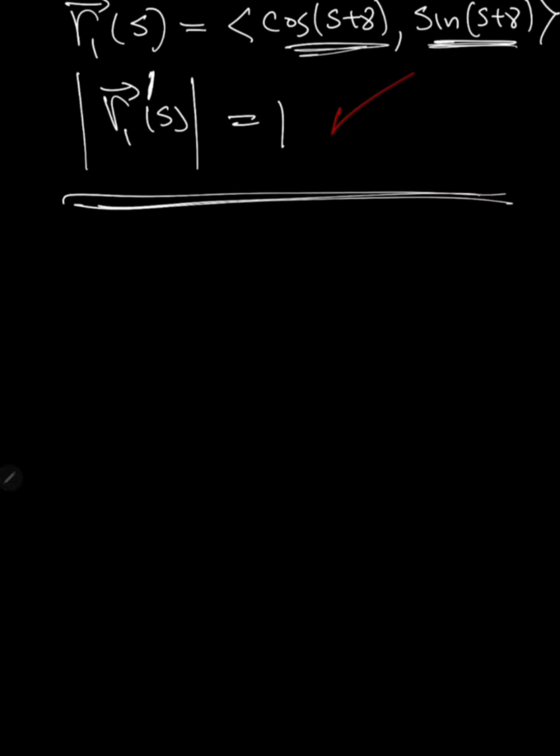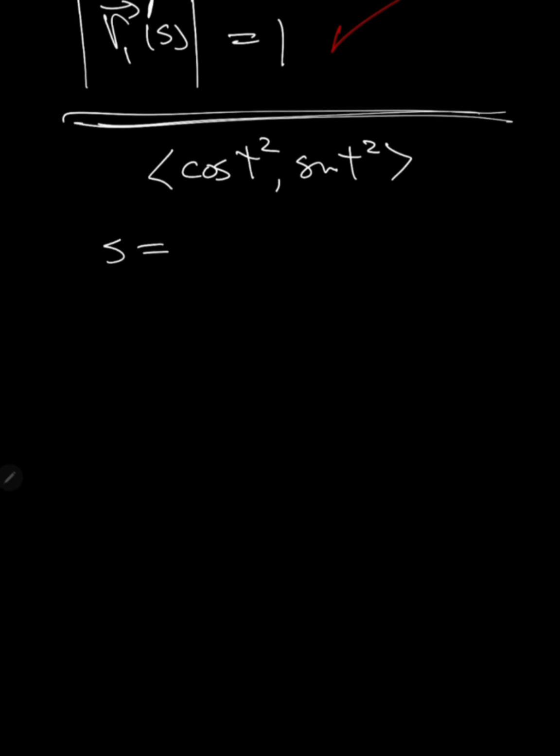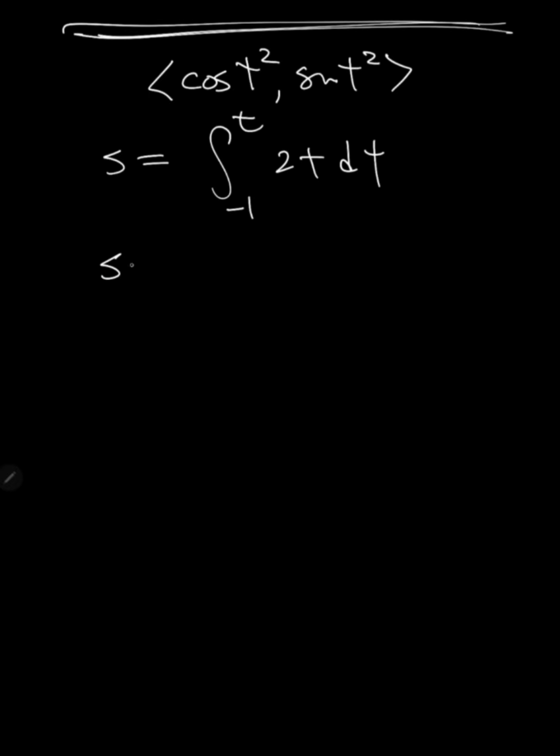If you want to see an example where things are not working, this one is a good one: t squared, sine t squared. If you do this uncarefully, let's say we start with s equals 0 corresponding to t equals minus 1. Then if you're not very careful, you might end up with a 2t here, dt. And then s of minus 1 is obviously going to be 0, because you're integrating from minus 1 to minus 1.